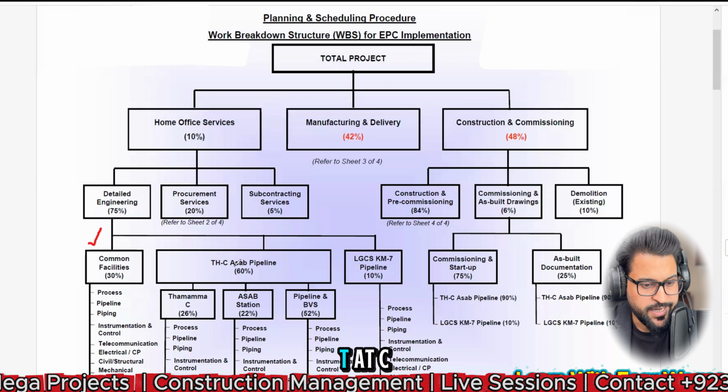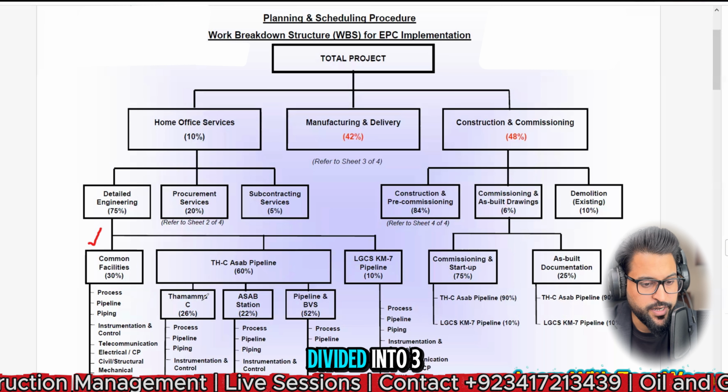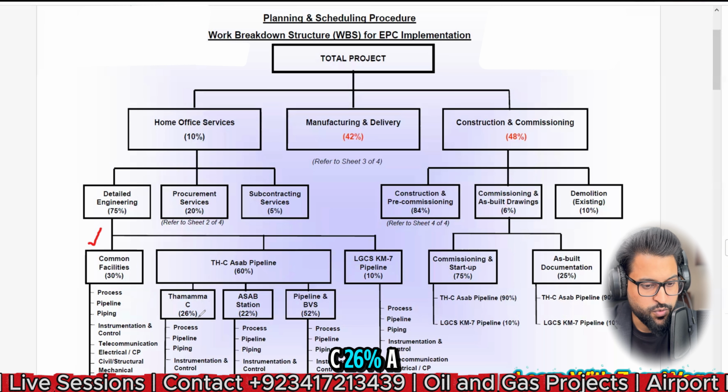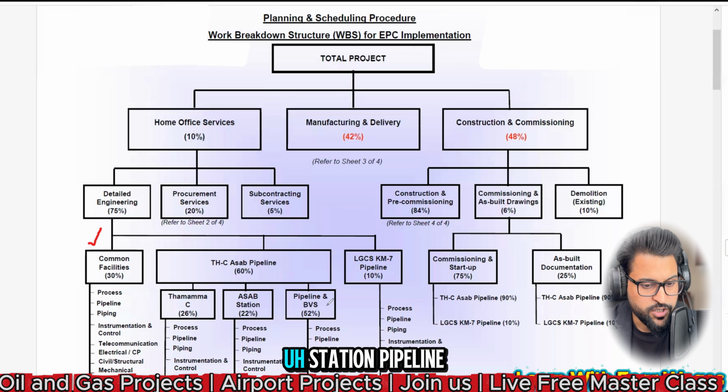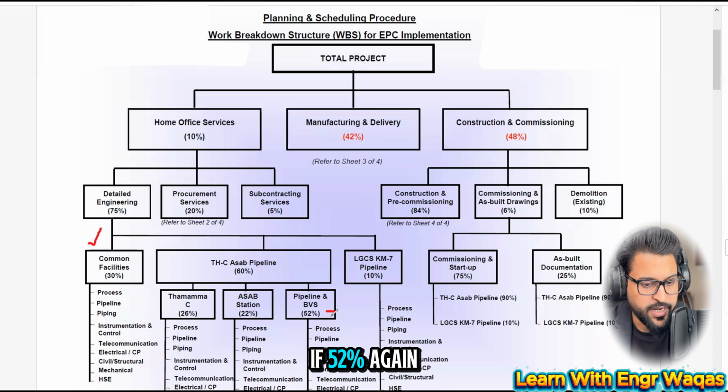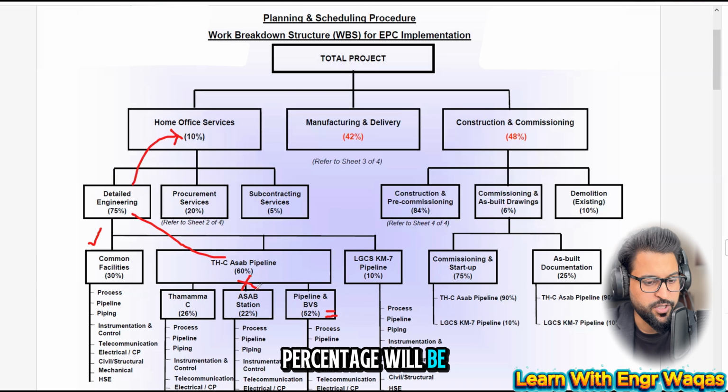Then the sub THC 60% is further divided into three: Thamama C 26%, a substation 22%, and block valve station pipeline 52%. Again, the total will be 100%. But to get that level's weightage, you have to multiply. For example, for the substation at level 4, I need to multiply 22 with 60%, and then this one is multiplied with the level above, so that level percentage will be there. I hope you can understand this mathematical hierarchy, how these things are subdivided.